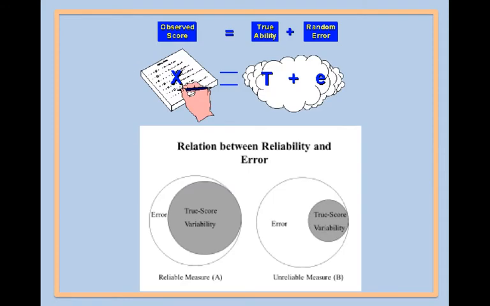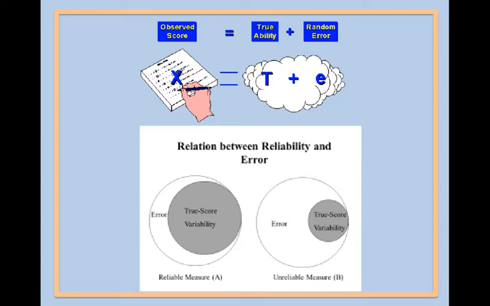This slide contains two images. One at the top shows a test representing an individual's observed score, X, and on the right a cloud says T plus E. Boxes above the image say observed score equals true ability plus random error. The image on the bottom of the slide illustrates the relationship between reliability and error.